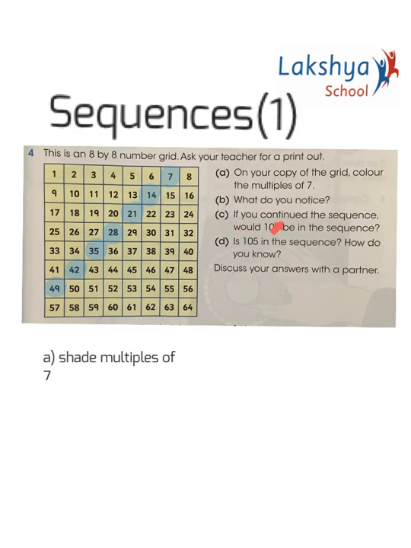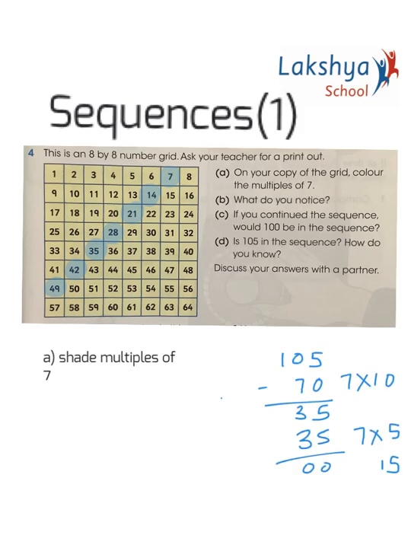If you continue the sequence, would 100 be in the sequence? We can say no, because 100 is not a multiple of 7, right? So D. Is 105 in the sequence? How do you know? We can know it when we divide 105 by 7. When you divide 105 by 7, we see that 7 15s is 105. So definitely 105 would be in the sequence.